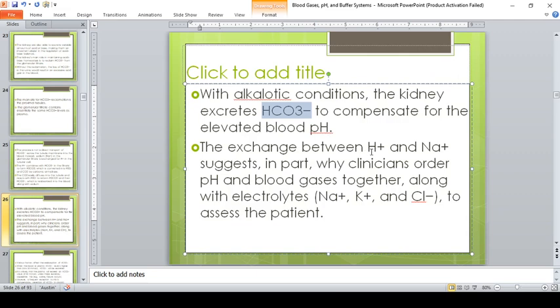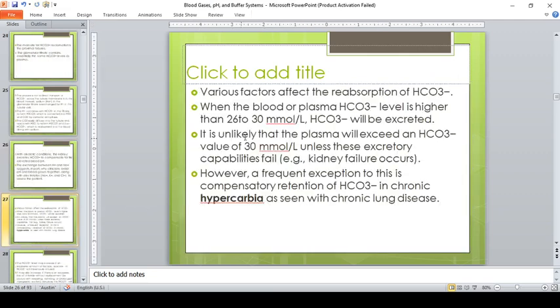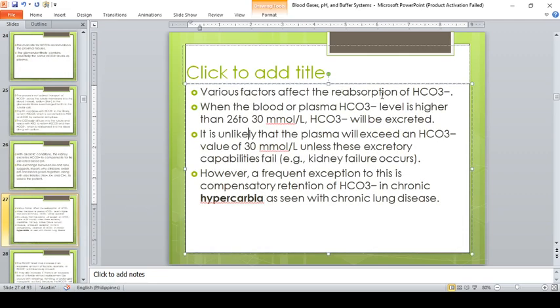The exchange between the hydrogen ion and the sodium ion suggests in part why clinicians order pH and blood gases together with electrolytes, sodium, potassium, and chloride, to assess the patient. Various factors affect the reabsorption of bicarbonate. When the blood or plasma bicarbonate level is higher than 26 to 30, bicarbonate will be excreted. So if it is already greater than 26 millimole per liter, the elimination or excretion of bicarbonate starts.